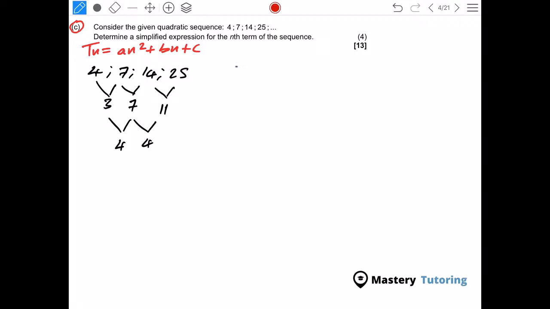Doing so, this is going to look as follows. T1 is equal to a times 1 squared plus b times 1 plus c. Therefore, T1 is equal to a plus b plus c, because when you multiply a with 1 it remains a, and b with 1 it remains b. We are going to do the same thing for term number 2 and term number 3. I'm not going to write it here, but for term number 2, we just substitute 2 here and 2 there. For term number 3, 3 here and 3 there.